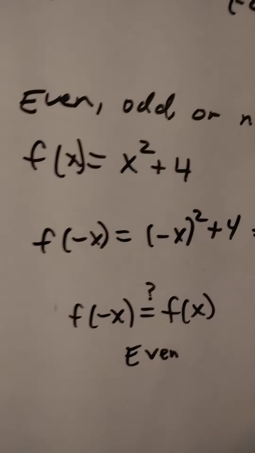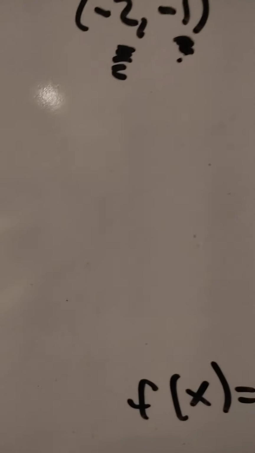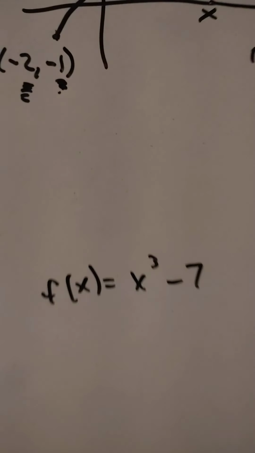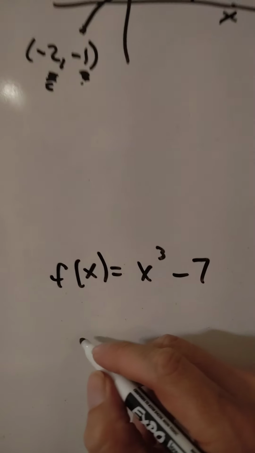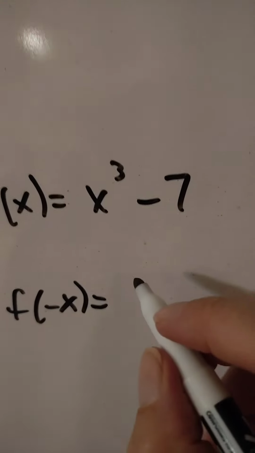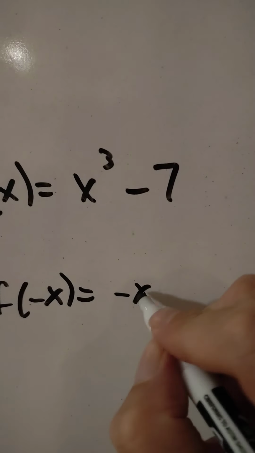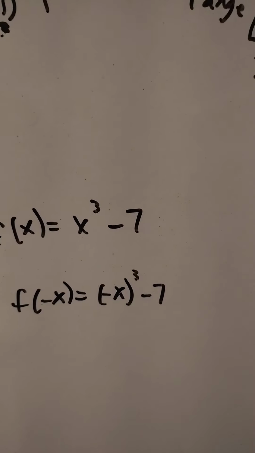Let's do one more. Even, odd, or neither. How about if you have f of x equals, say, x cubed minus 7? Is that function even, odd, or neither? What do we do first? Find f of -x. So I'll go like that. And what does that equal? Plug in -x for all x's. So that's a good first step.